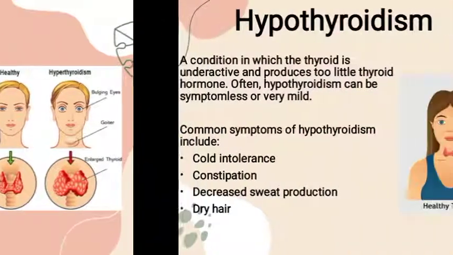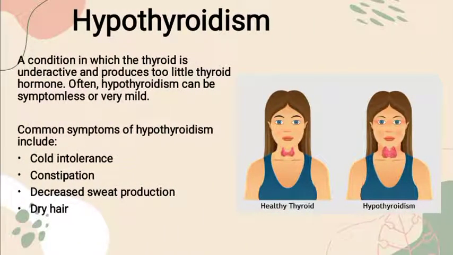After hyperthyroidism, we have hypothyroidism. This hypothyroidism is a condition in which the thyroid is underactive and produces too little thyroid hormone. Often hypothyroidism can be symptomless or very mild. The common symptoms of hypothyroidism include cold intolerance, constipation, decreased sweat production, dry hair, fatigue, goiter, joint and muscle pain, menstrual periods, slowed heart rate, swollen face, and also unexplained weight gain.